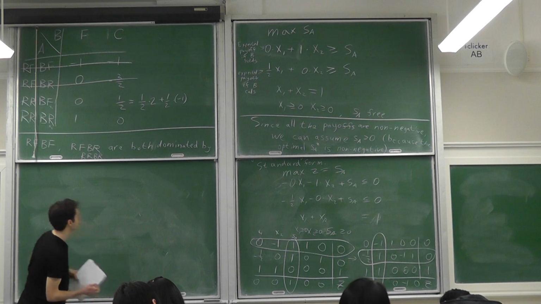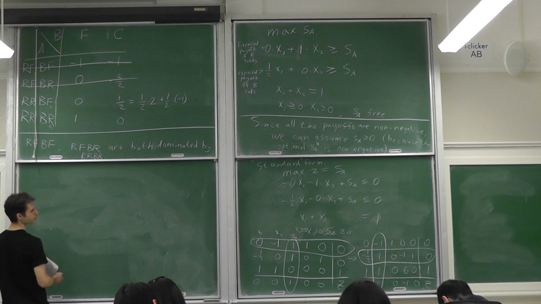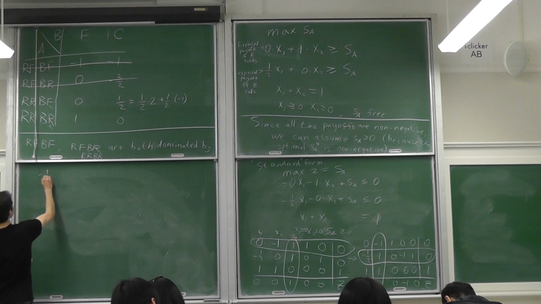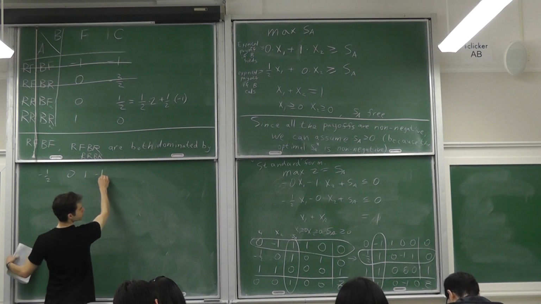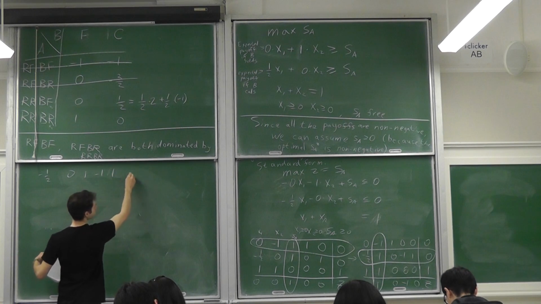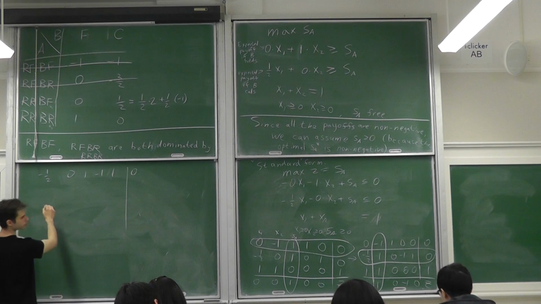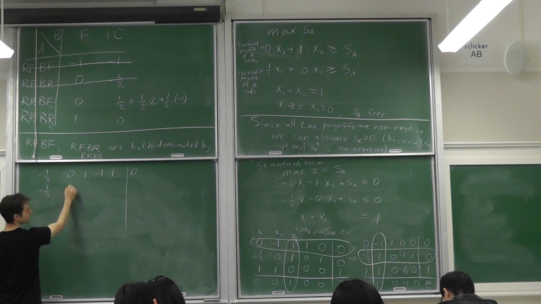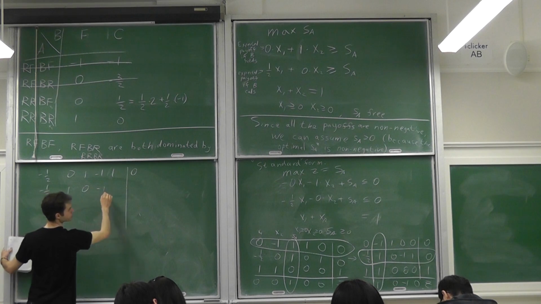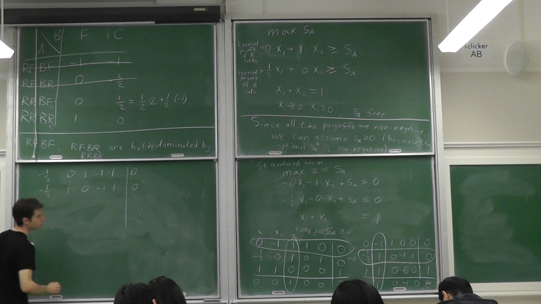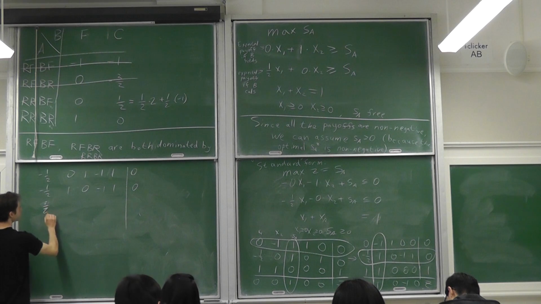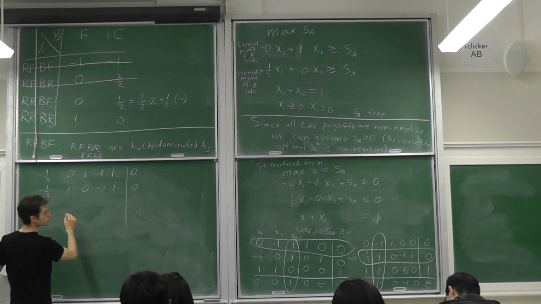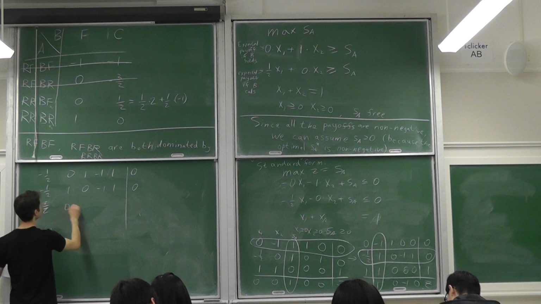So let's see what happens here. You add the second line to the first one. Minus half, 0, 1, minus 1, 0. We leave the second line alone. 0, minus 1, 1, 0. Subtract the second line from the third one. Half, 0, 0, 1, minus 1.